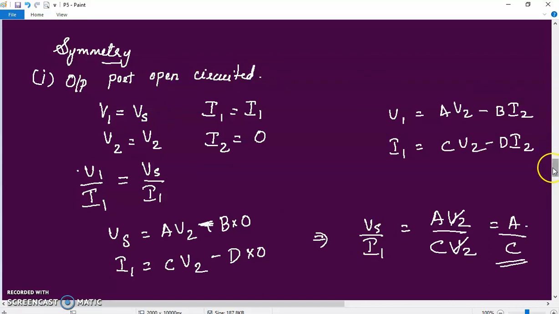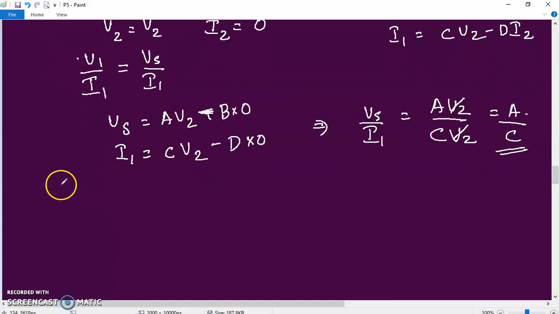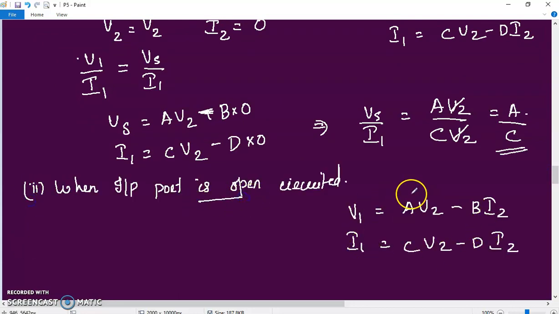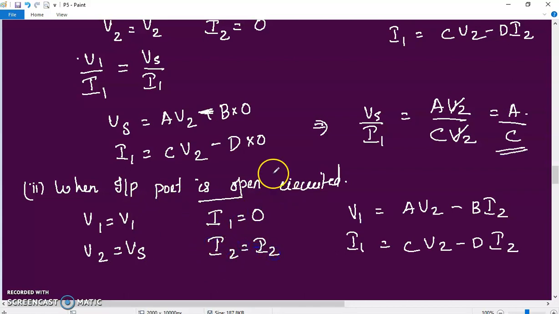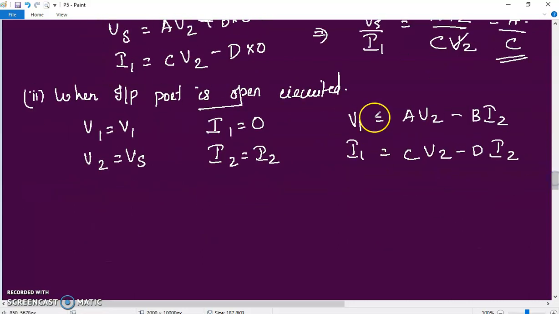Now we can see case 2, when the input port is open circuited. I have rewritten the equations. Here V1 is V1 itself, V2 is equal to Vs. The input port is open circuited and we have given the source at the output. I1 is equal to 0 since the input port is open circuited, and I2 is equal to I2 itself. So we can put these values in this equation.